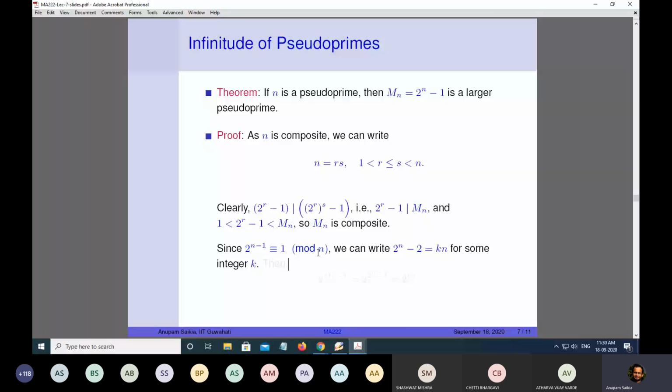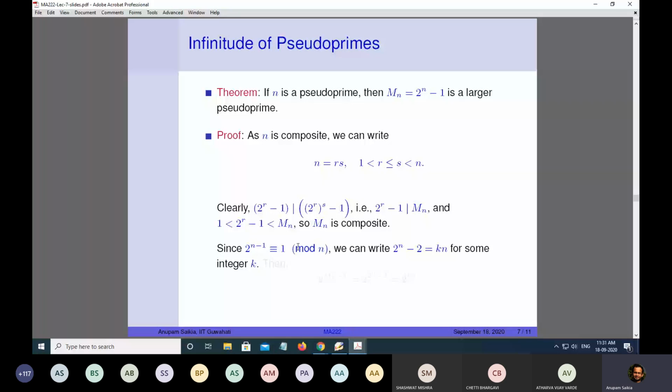So I can multiply both sides by 2 and I'll get 2 to the power n minus 2 as a multiple of n. It is basically telling us this, that 2 to the power n minus 2 is a multiple of n. But what is 2 to the power n minus 2? It is mn minus 1. Why are we looking at this? Because we need to look at mn minus 1. What is mn minus 1? This 2 to the power n minus 2. And what can we say about 2 to the power n minus 2? It is a multiple of n. Why? Because n is a pseudo-prime.